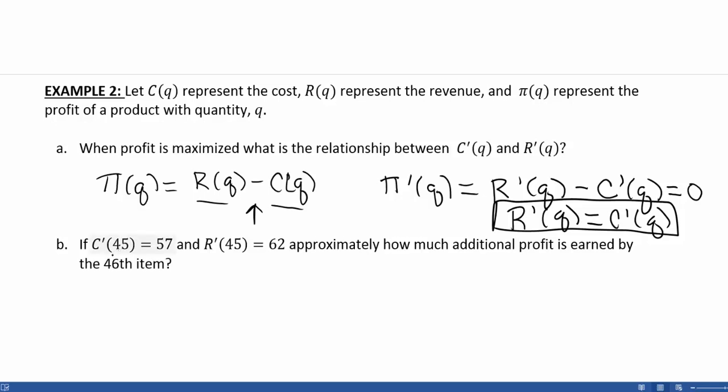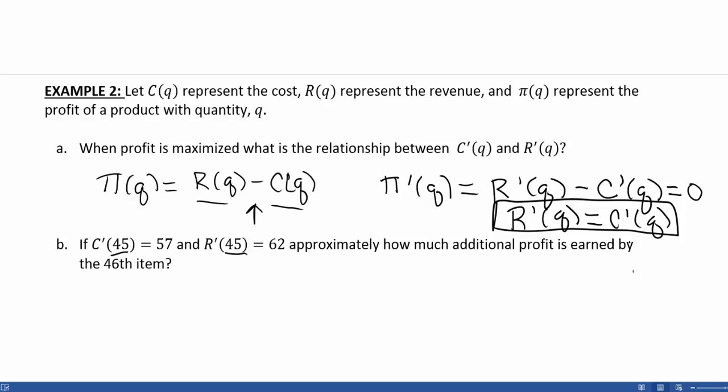So I want you to notice that the information we have is about what's happening when Q equals 45. So if we're talking about the additional profit earned by the 46th item, then we're looking for the amount of profit that we get from moving from 45 to 46 items. Remember, when we talk about derivatives, we're talking about increasing the independent variable by 1 unit and looking at what the change is in the dependent variable. Here, that dependent variable is profit.